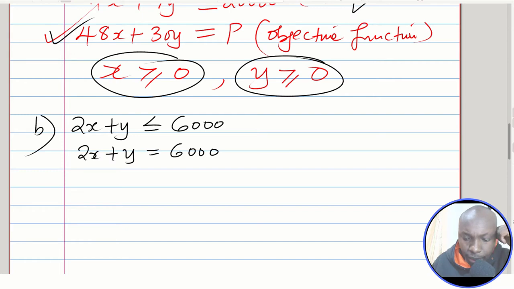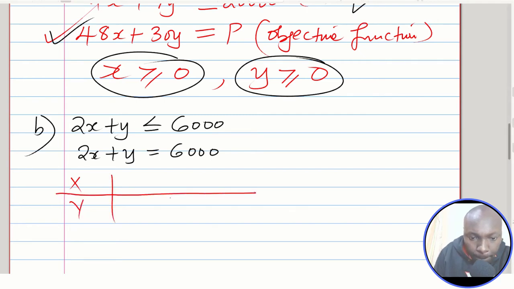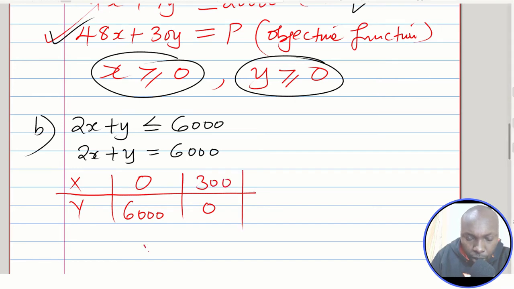Now we need to have at least 2 points to draw this line. 2 points would be enough. So the first one, when x is 0, y will be 6,000. And then if we let y be 0, x will be 3,000. So we're going to use these two to draw that line. 2 points are enough, but you can use another one for confirmation.